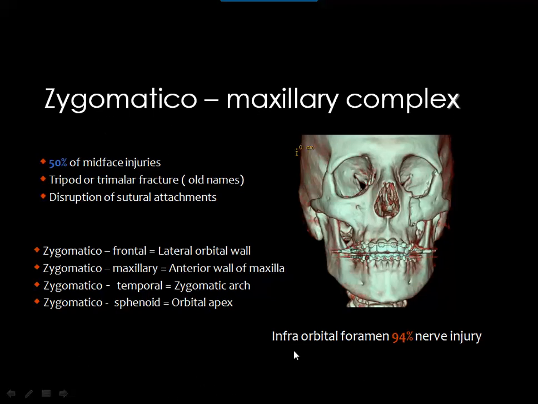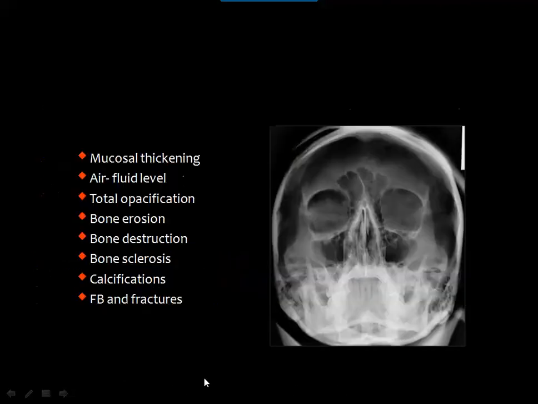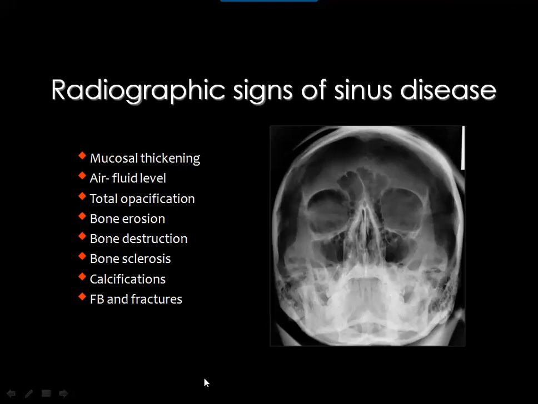You know that the infraorbital foramen, this foramen, is located near the fracture lines, and this foramen may be injured, resulting in injury of the nerves there in about 94% of zygomatico-maxillary complex fractures.